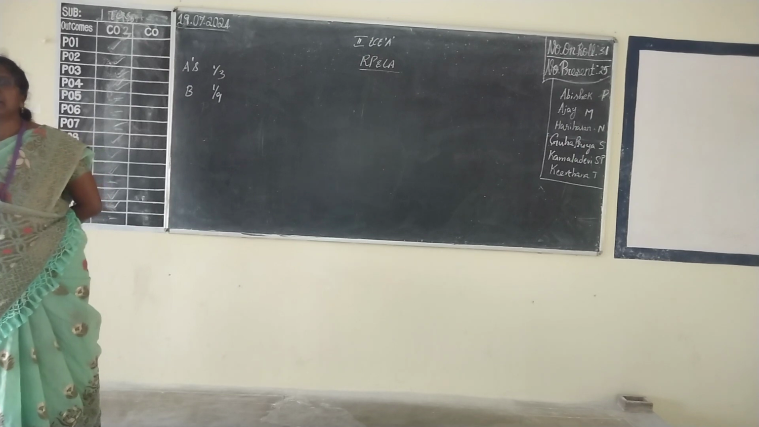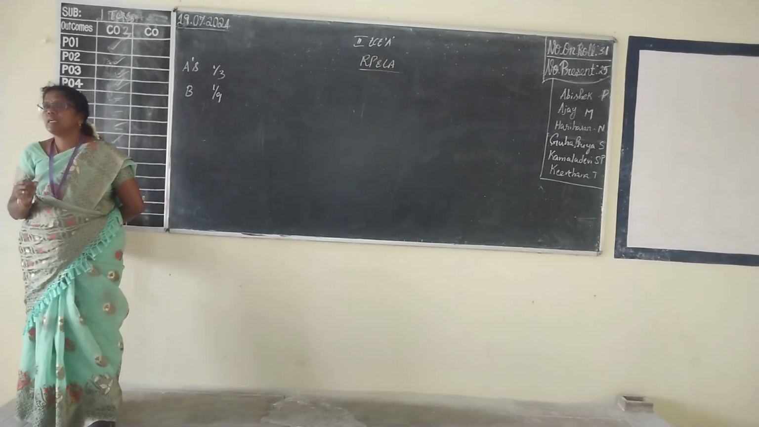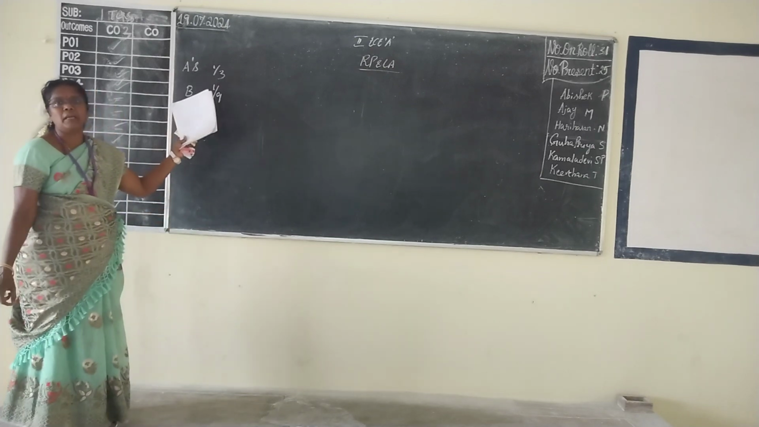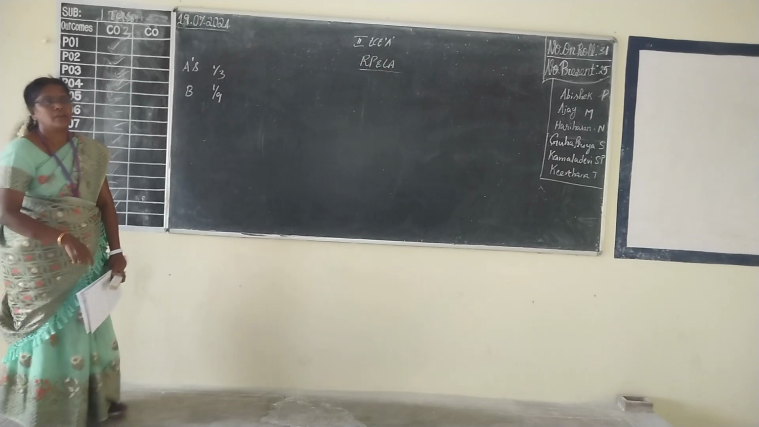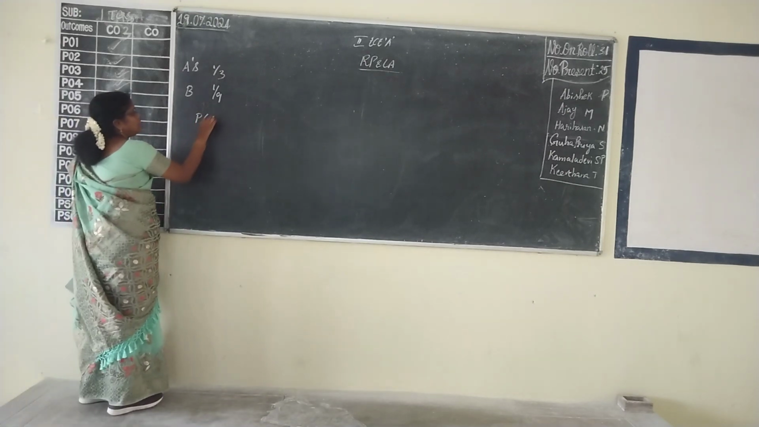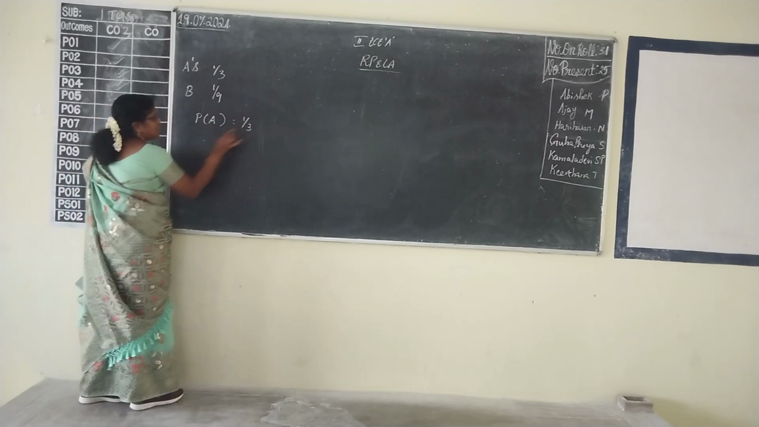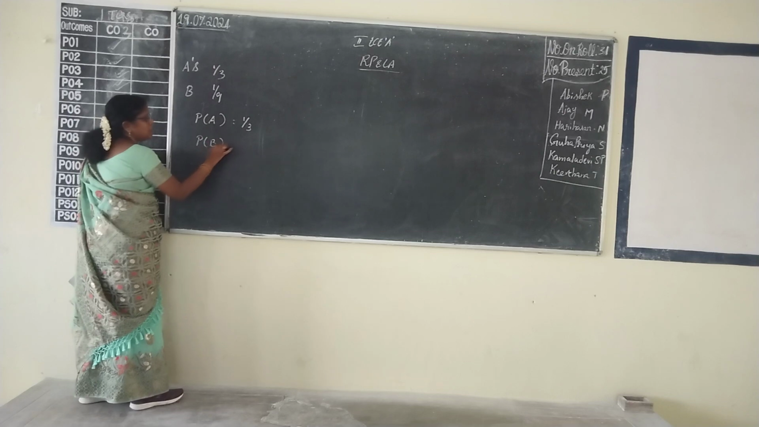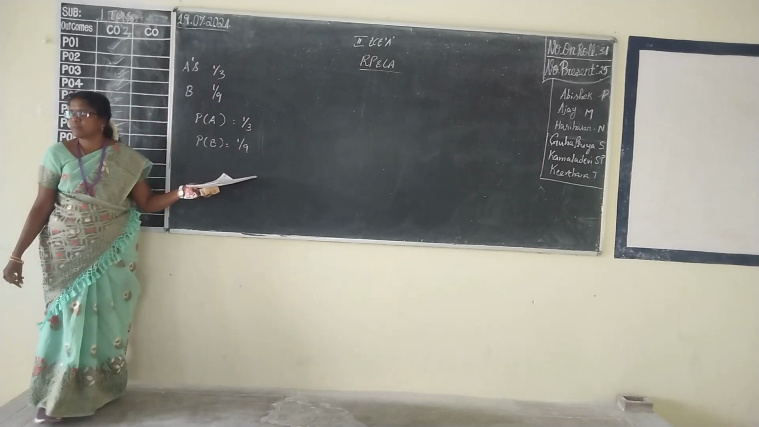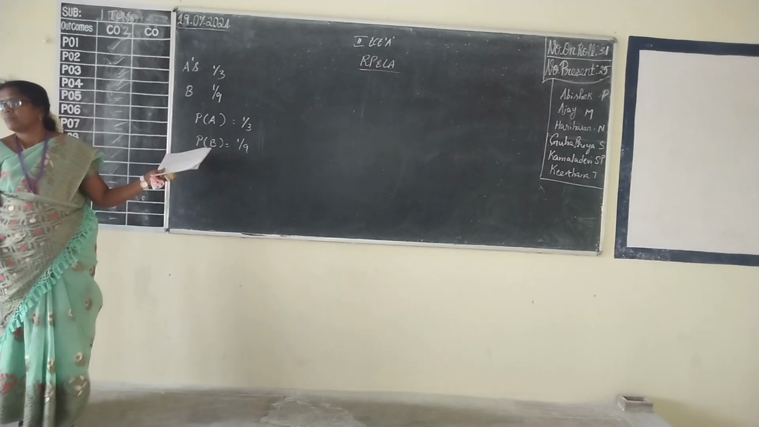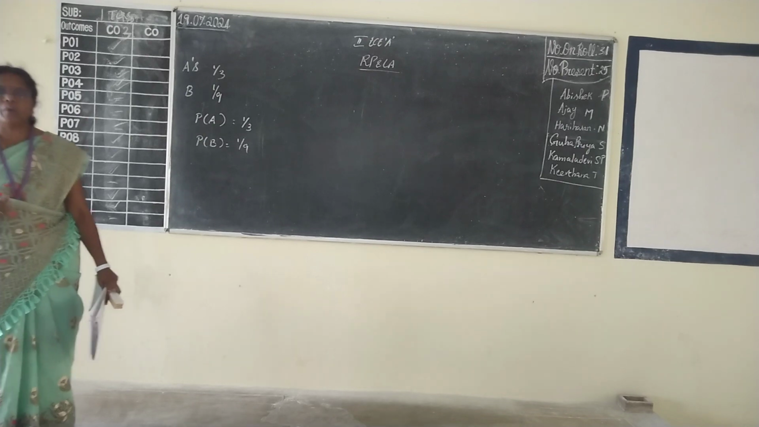Now, what is the obvious answer you are having to write? What is the value given? The probability of person A selected for a job is given to be 1 by 3. In terms of notation, P of A is 1 by 3, and for person B, P of B is given to be 1 by 9. This is the information given directly.